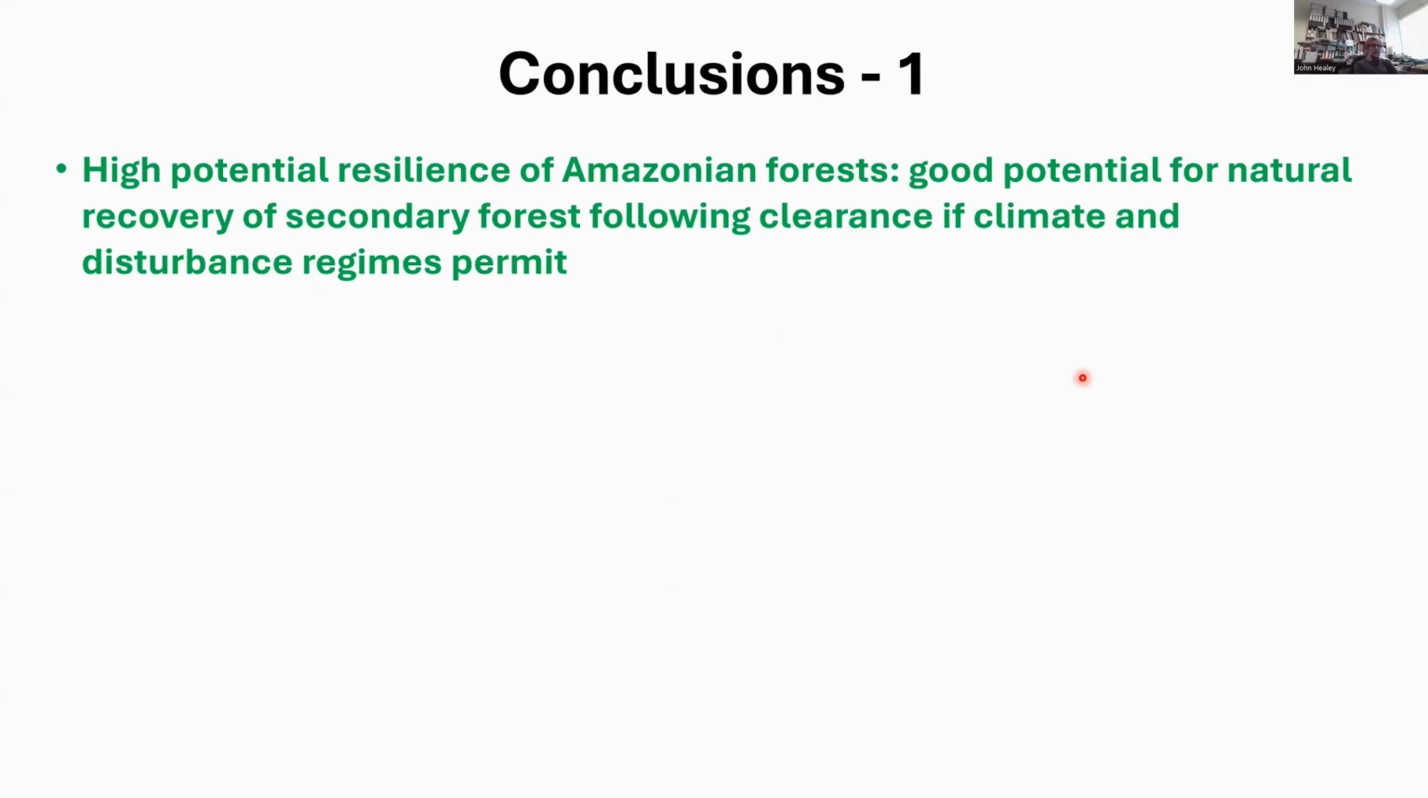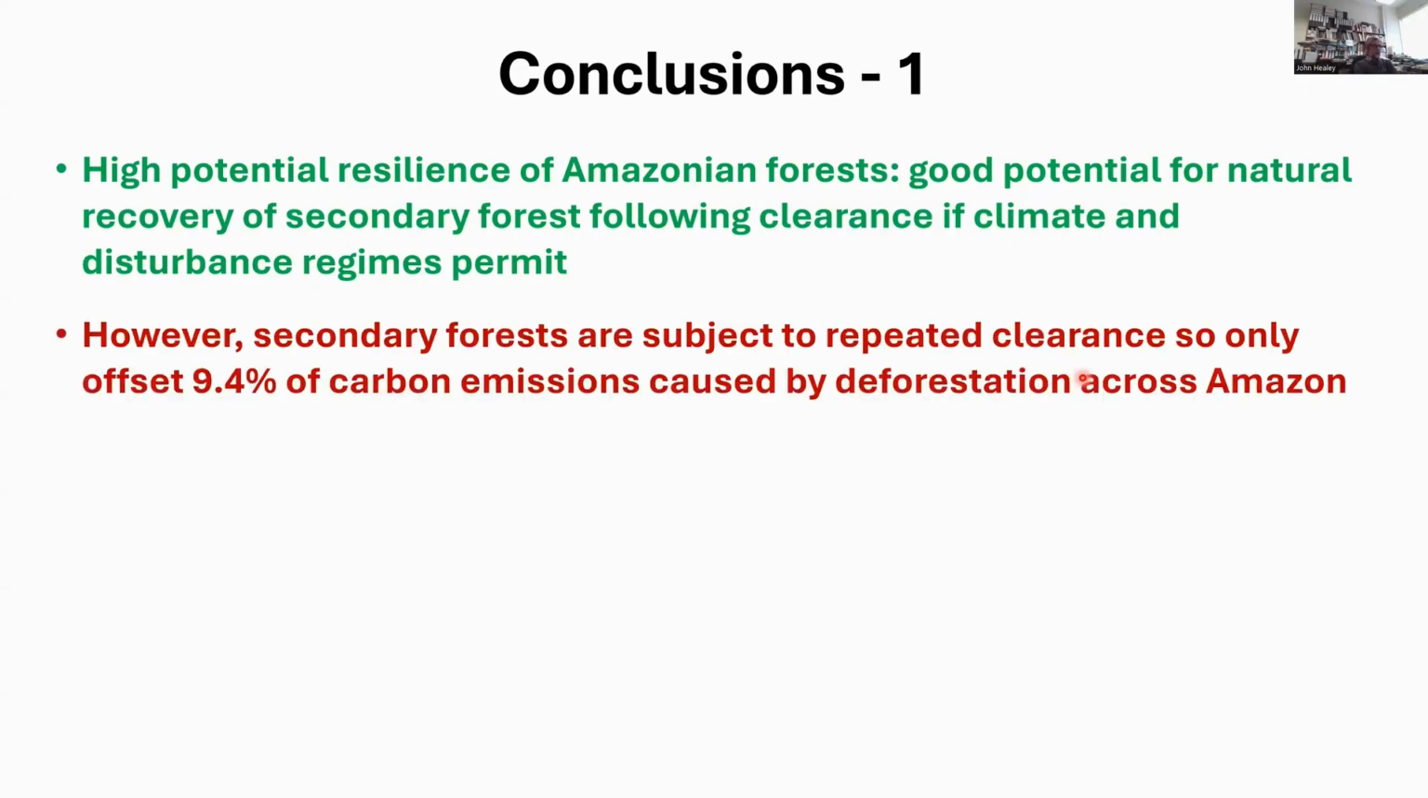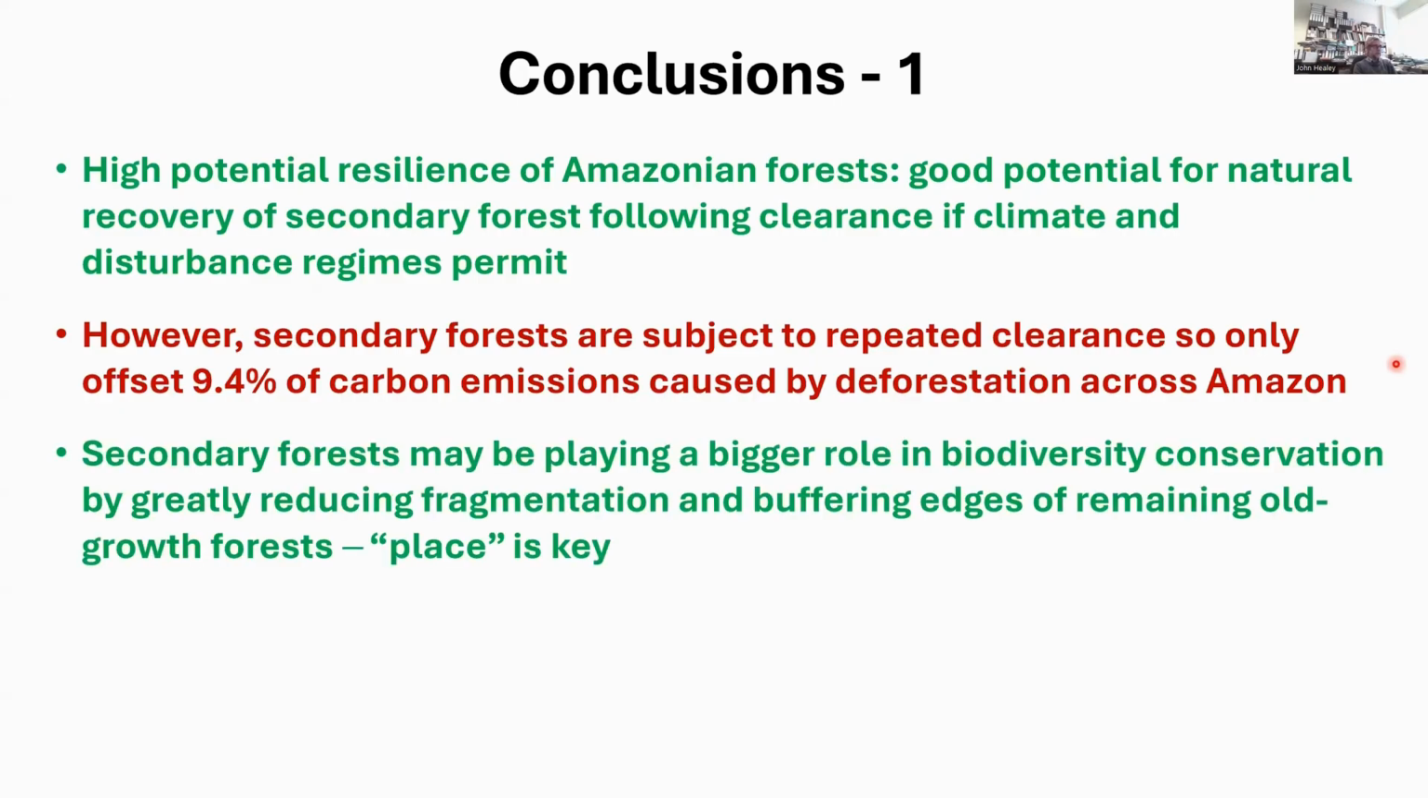But anyway, over the period of the study, there's high potential resilience of Amazonian forests through good potential for natural recovery of secondary forest following clearance, if climate and disturbance regimes permit. However, secondary forests are subject to repeated clearance, so are only offsetting less than 10% of the carbon emissions caused by deforestation across the Amazon. Yes, they're mitigating, but only to a small extent.